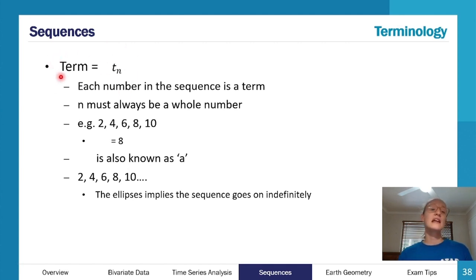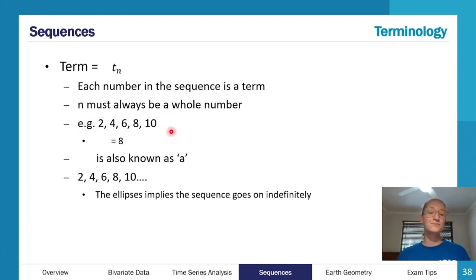What I was already introducing you to earlier was the idea of a term. I talked about our first term, our second term, our third term. What that refers to is the fact that each number in the sequence is a term. The first number in the sequence is T1, our first term. The second number is our second term, T2. This little n would be 2 in that case. Our third number would be T3, so n would be equal to 3. And n must always be a whole number. We can't have term 2.5.